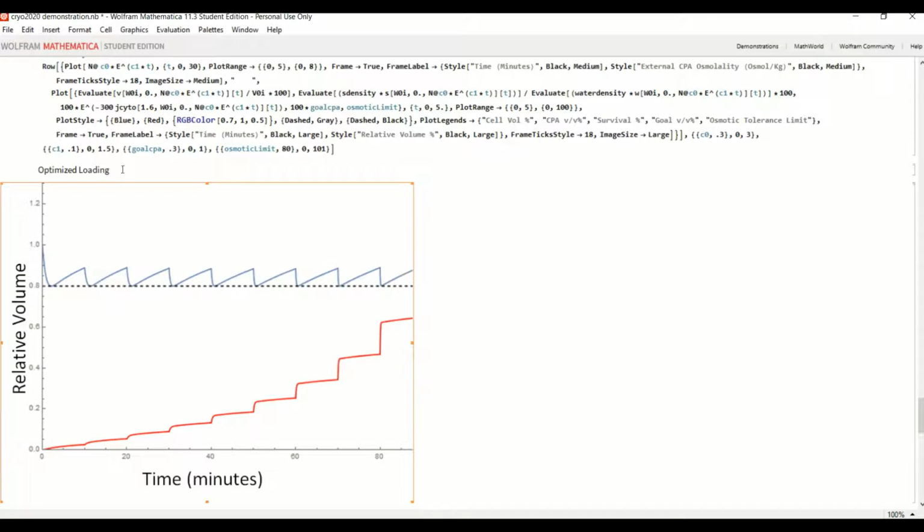Well, sometimes we don't have a method of continuously changing the external concentration, but what we can do is have stepwise changes. And so we take it for a certain amount of time in one solution, and then we step it up to the next solution. And that brings us down, and we can create a bunch of steps, and each step is calculated such that it never crosses the osmotic tolerance limit.